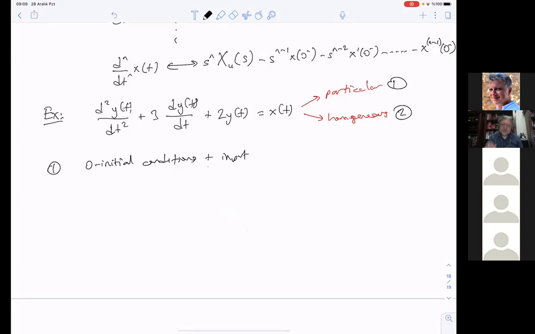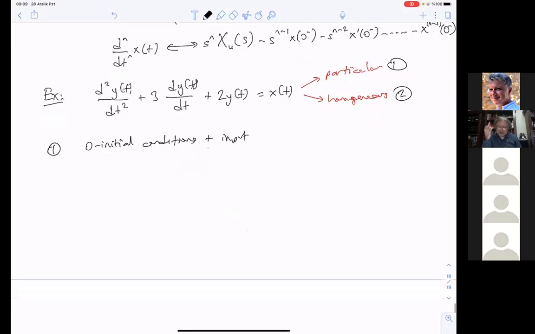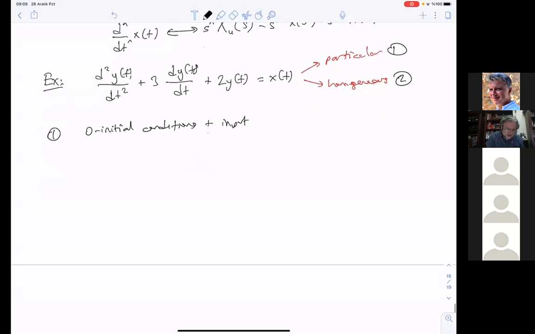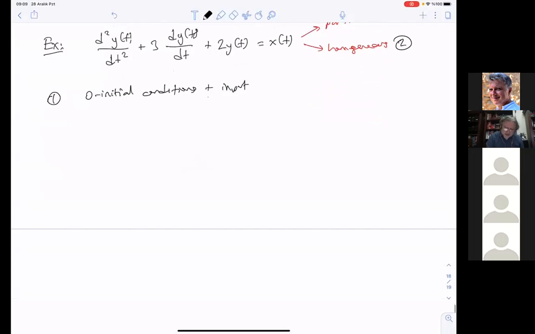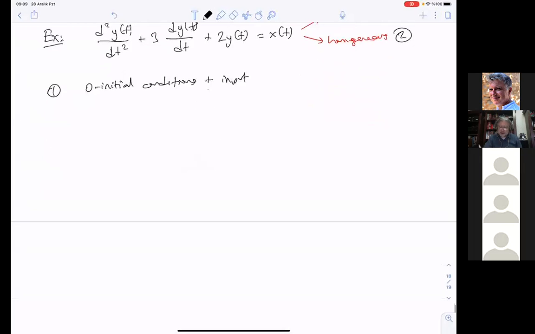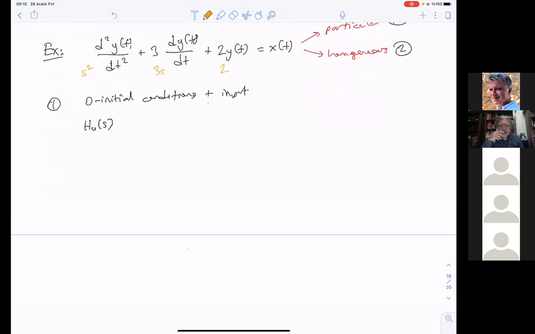the Laplace transform of the system. I can immediately take the Laplace transform, s squared plus 3s, and coming from here in the denominator.